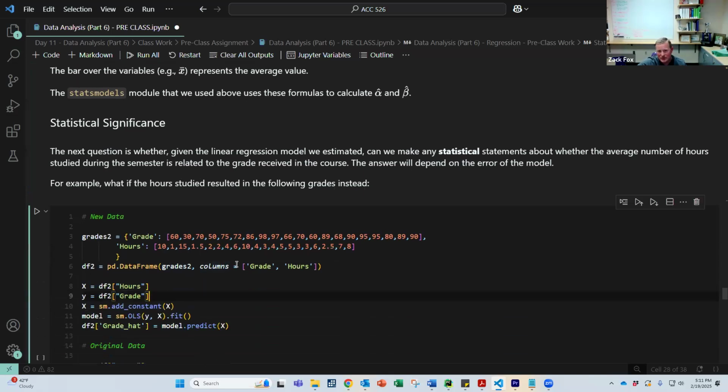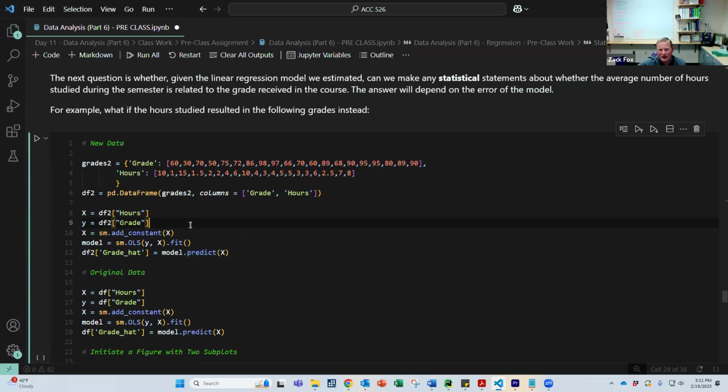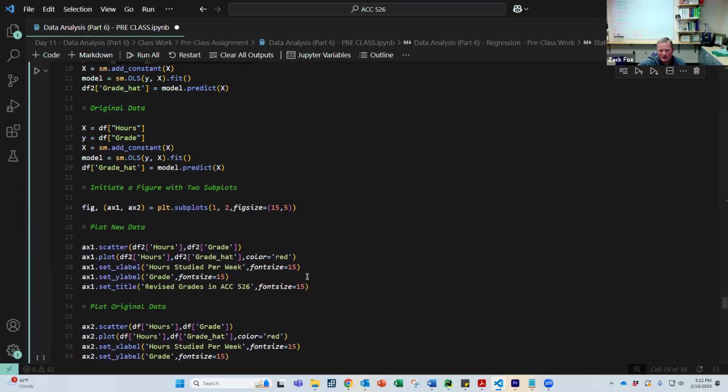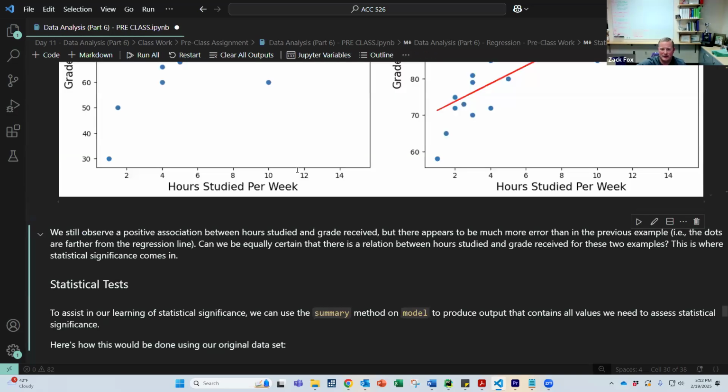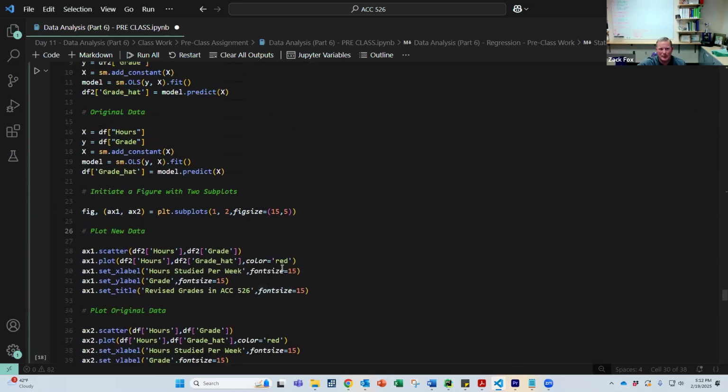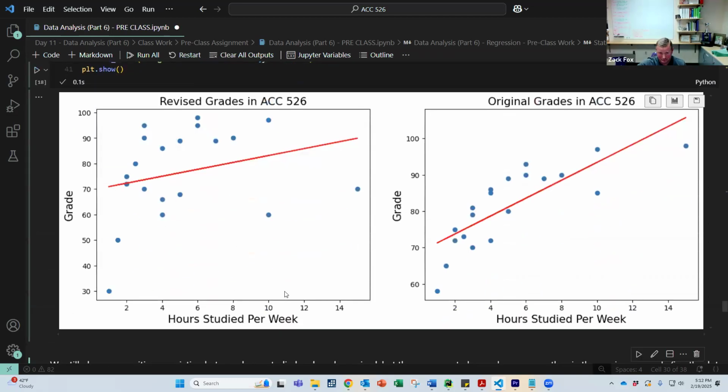Okay, so we're going to change our grades data frame slightly and re-estimate our relationship, get a grade hat. So this is going to be different than when we did up above, right? We have different values here. And we're also going to initiate a figure with two subplots. Okay, so let's run this code and see what happens with the new data.